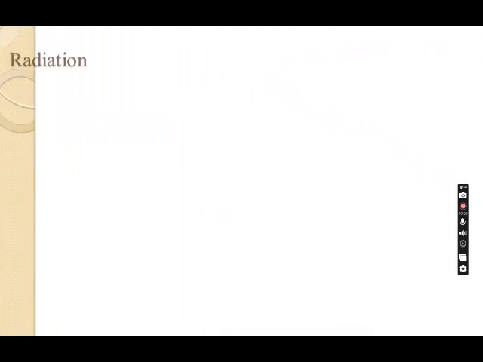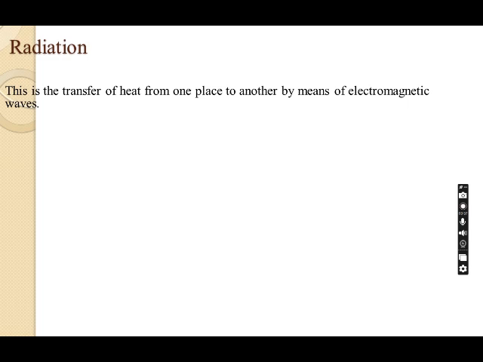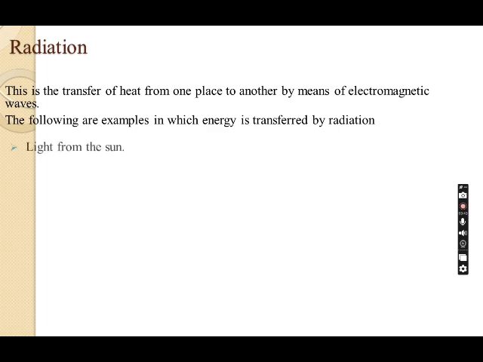When you go to radiation, it is the transfer of heat from one place to another by means of electromagnetic waves. We have different examples. We have light from the sun. We receive light from the sun because of radiation. We feel heat energy from a hot body or fire. You experience that because of radiation.